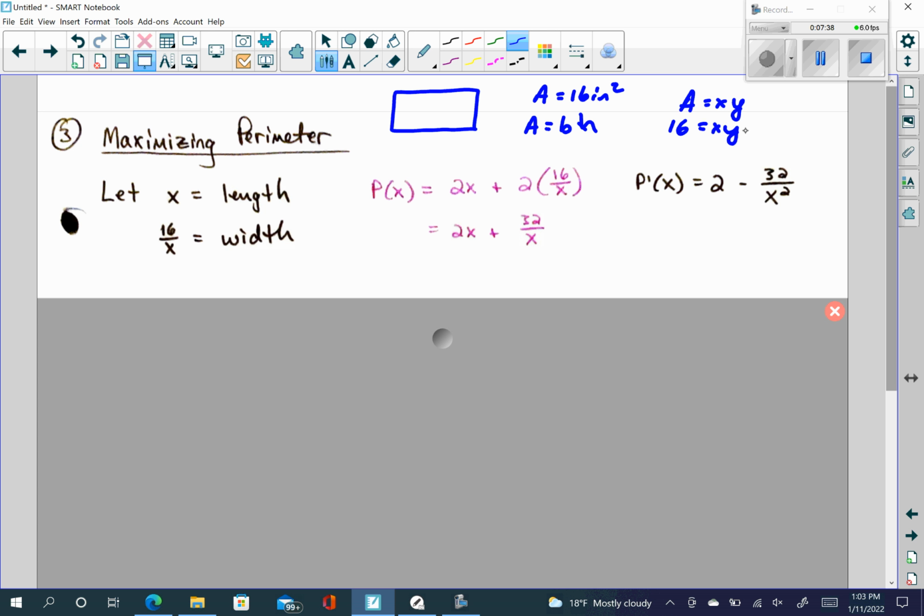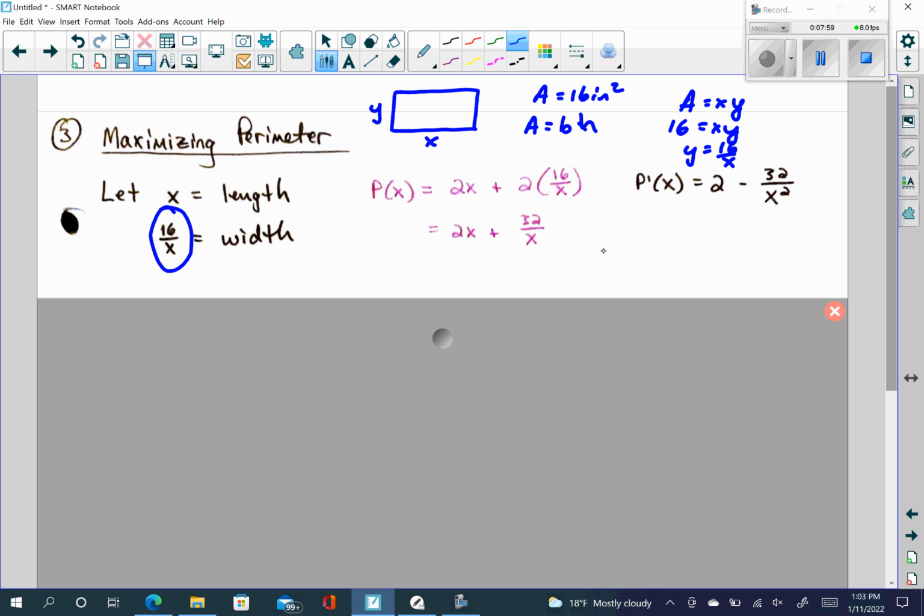And if we called x the length, y would be the width. So y would be 16 over x. So that's where we're coming up with this from. And then we set up a perimeter function, which would be 2x plus 2y. And y is just 16 over x. So then just distributing that, we get 2x plus 32 over x. And then here's our derivative.